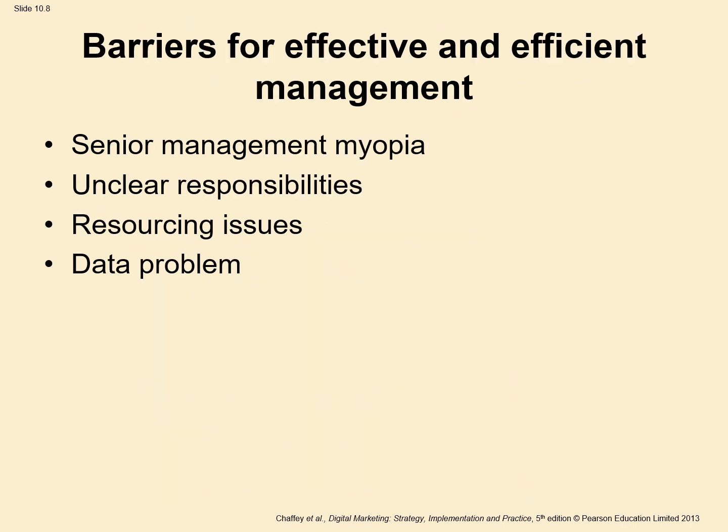There are several barriers to effective and efficient management. The first one is senior management myopia, and the second one is unclear responsibilities. The third one is resourcing issues, and the fourth one is data problems. Senior management myopia means there is not enough support from senior management for those who apply the performance management system. They see that the effort of doing some measurement to create some metrics for performance management is not important.